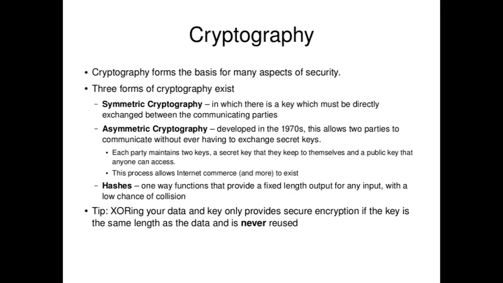The third type is hashes, cryptographic hashes to be specific. These are one-way functions that provide a fixed length output for any input with a really low chance of collision. Now when I say there's a low chance of collision, that means for any two inputs, it's very likely that there will be different outputs.